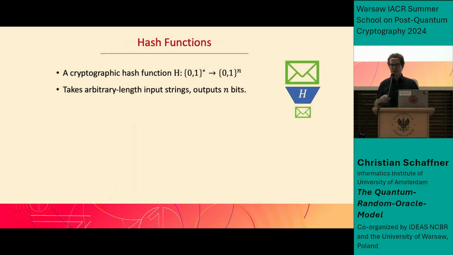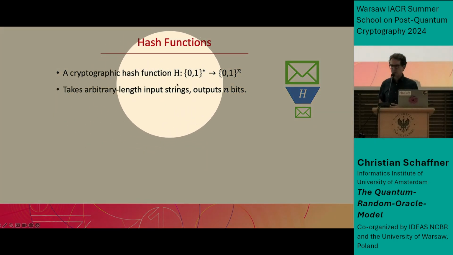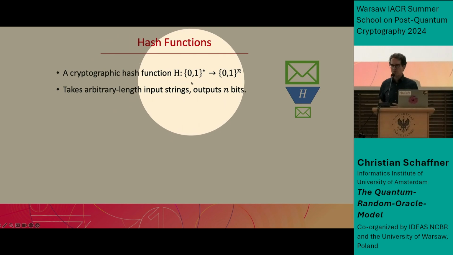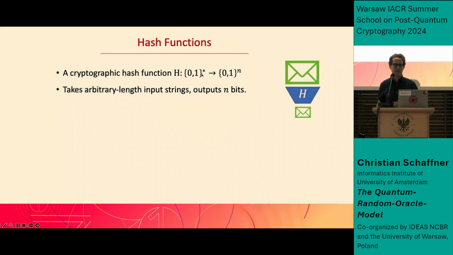In order to understand what the random oracle model does, you have to know something about hash functions, and I guess most of you have seen hash functions. Formally speaking, a cryptographic hash function maps an arbitrary sized string, 0,1 to the star, which could be the empty string, or just 1 bit or 2 bits, any number of bits you can throw into the hash function, and it will spit out a fixed size output, n bits. You can think of the output as a fingerprint of the message.